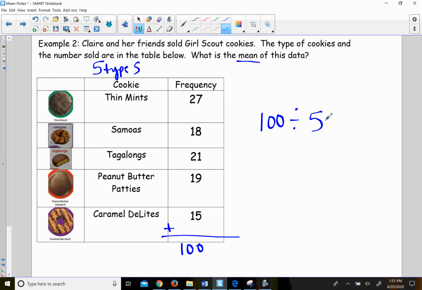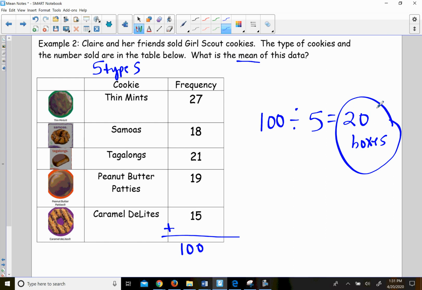So if I take 100 and divide by 5, I know my students, we've done this a bunch of times in the percent part. 100 divided by 5 would be 20. So what is the mean of this data? That means on average, the girls each sold 20 boxes of each type of cookie. Right, on average, so 20 boxes. If I add them all up and divide by the 5 numbers that I have, on average they're selling 20 boxes of each type of cookie.